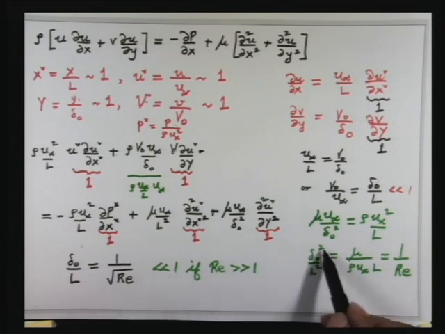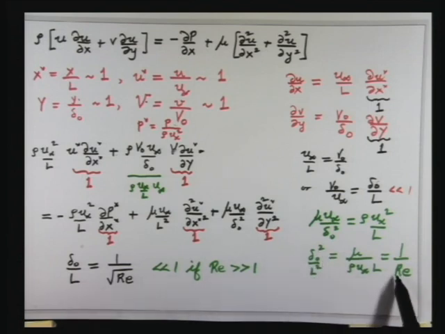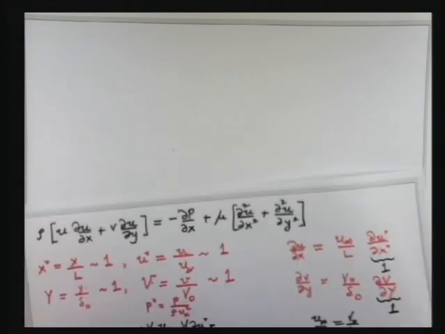Here your delta squared by L squared is 1 by Re. So if you take the root, you get this. Alright, now let us look at the y momentum equation.